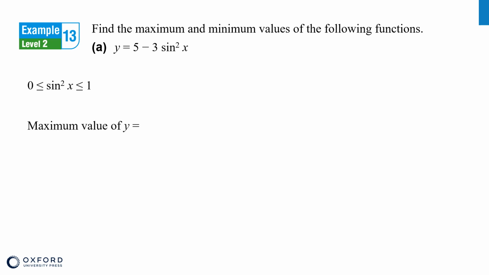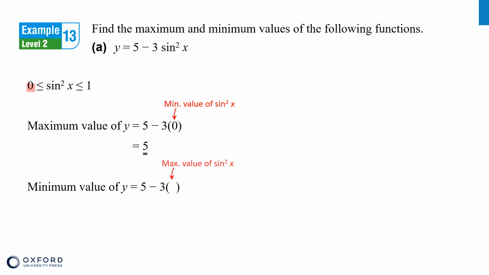The maximum value of y would be 5 minus 3 times the minimum value of sine squared of x, which is 0. So the maximum value is 5. And the minimum value of y would be 5 minus 3 times the maximum value of sine squared of x, which is 1. So the minimum value is 2.